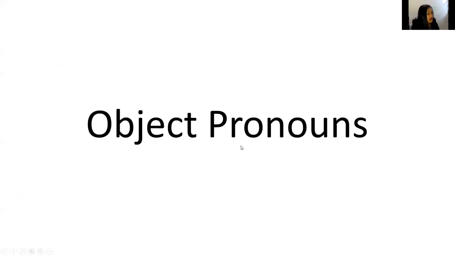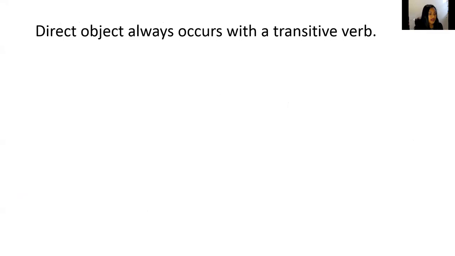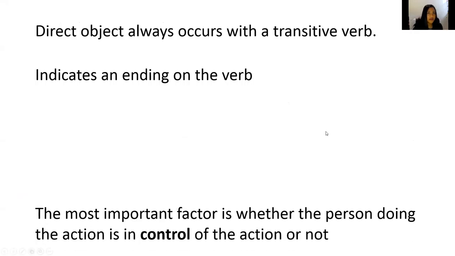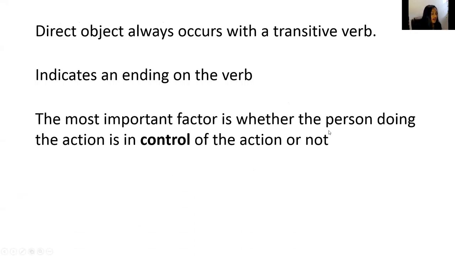Object pronouns. The direct object always occurs with a transitive verb. It is typically the person or thing undergoing the action. For example, in English, "you hit me," the word "me" is the direct object. In Klallam, the direct object is indicated as an ending suffix on the verb.